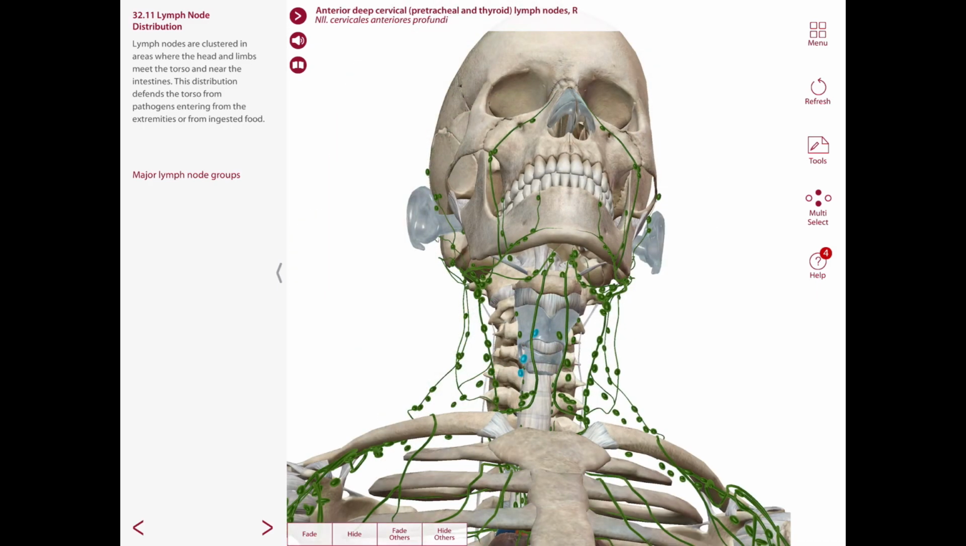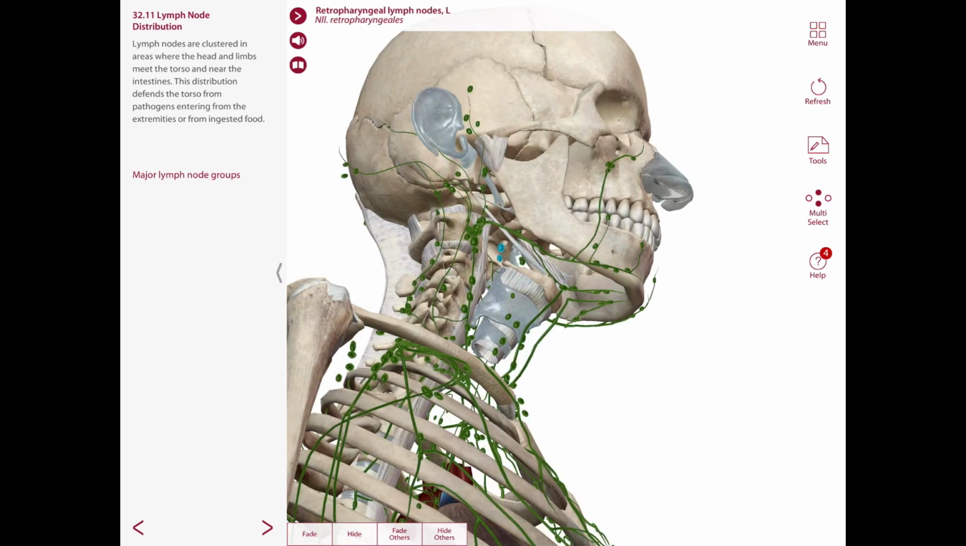We also have some anterior cervical nodes. These are located along the course of the anterior jugular vein in the lower part of the neck, and they receive lymph from the skin and superficial tissues of the front of the neck. There's also some superficial cervical nodes. These lie along the course of the external jugular vein, and they receive lymph from the skin over the lower part of the parotid gland, the angle of the mandible, and the lobule of the auricle.